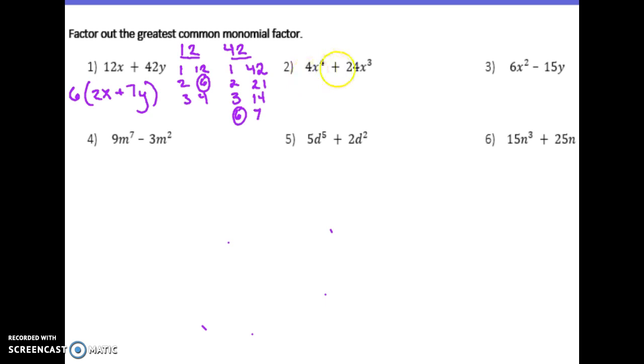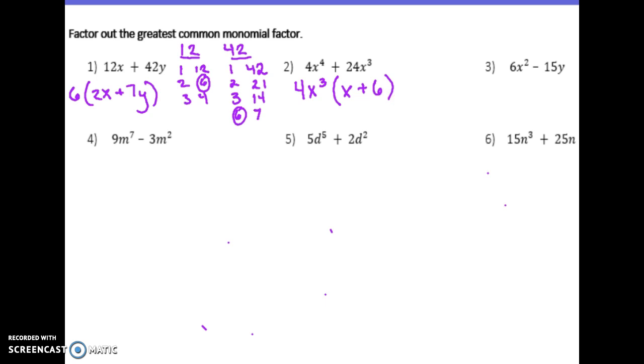Okay, in this example, number 2, 4 and 24, 4 is actually the greatest common factor. So I'm going to pull out a 4, and then for my x, I've got x to the fourth and x to the third. Anytime you have the same variable, it's always going to be the lowest exponent that you can factor out. So in that case, I pull out a 4x to the third. That means for the first term, I multiply by x, and then the second term, 4 times 6 is 24, and x to the third times 1, so it's just 4x to the third times x plus 6.